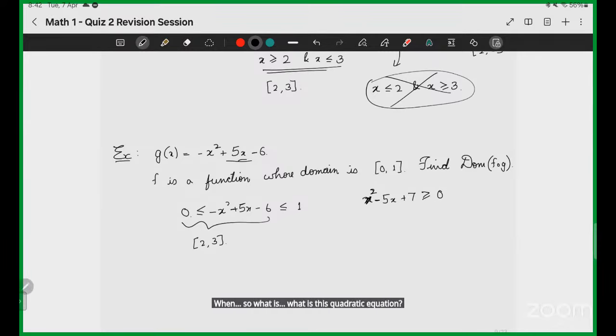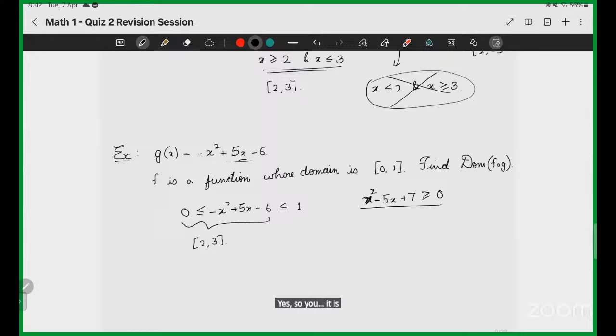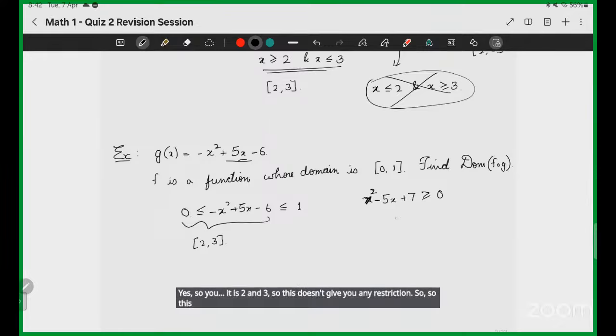It is a parabola which opens upwards, and it has no real roots. So that's always positive, and between 2 and 3, it will also be positive. That's why the domain will be 2 to 3, right? So this doesn't give you any restriction. This inequality is satisfied by any real number.